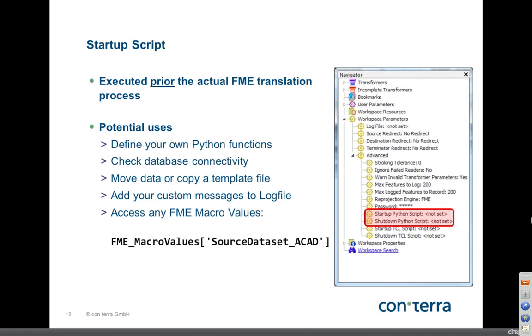You can see on the right-hand side there's a navigator window, and under workspace parameters, under advanced, you will find the startup Python script and the shutdown Python script. So it's a bit hidden, but now you know where you can find these 2 parameters.